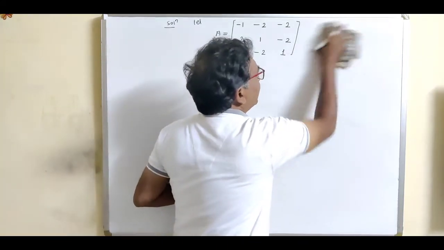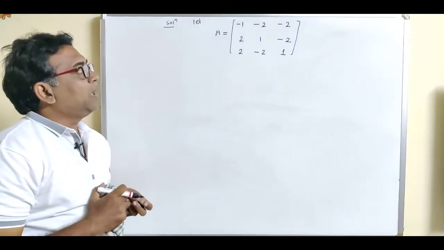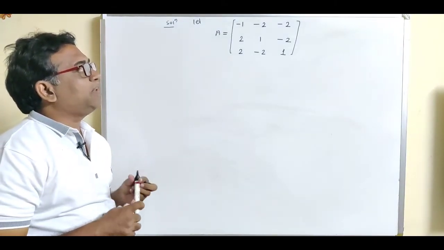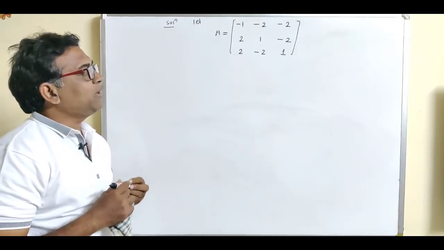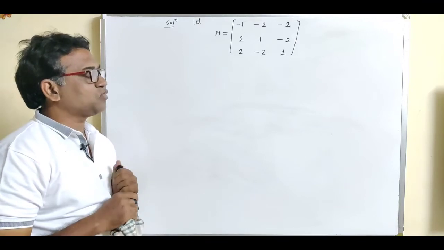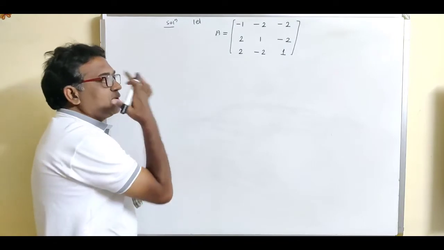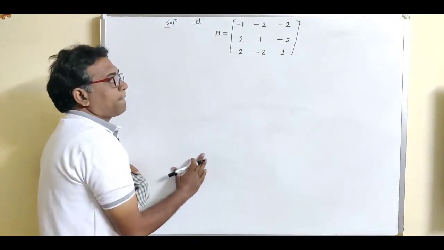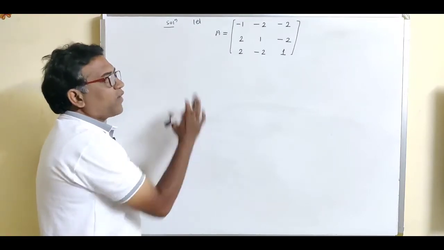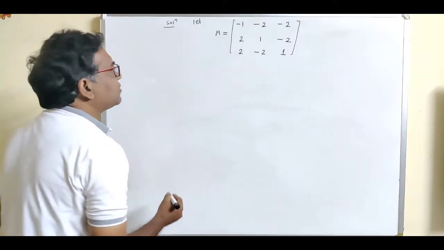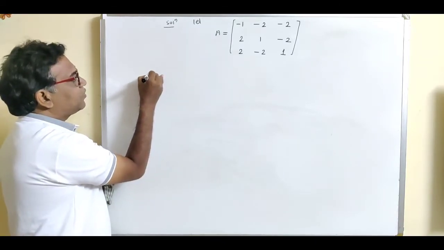So this is the given matrix. So write down the given matrix. Let A is equal to [-1, -2, -2; 2, 1, -2; 2, -2, 1]. Now see how to find out the adjoint of a matrix. Now this is a somewhat different method for finding the adjoint of a matrix. So write down this method. There are just 3 steps. So write down step number 1. This is the first step.